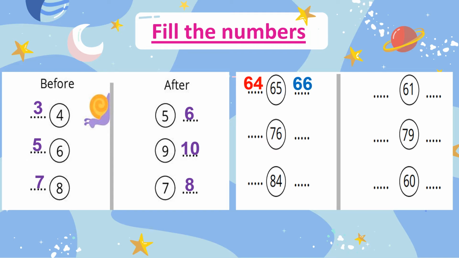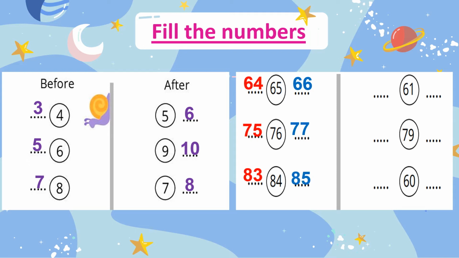It's easy. Here in the middle we have 76. So before it, backward, 75. So we have 75, 76, then 77. Here we have in the middle 84. So before 84, 83. So 83, 84, then 85.